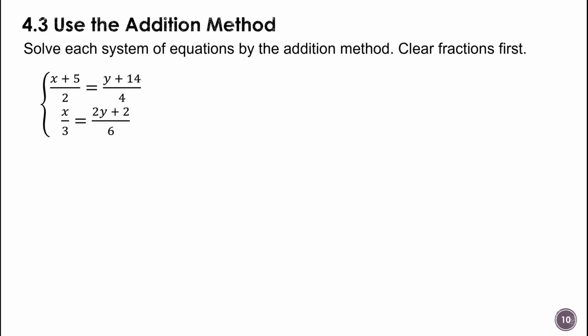I do have to clear the fractions on these two equations. So for the first equation, I'm going to multiply by 4 on both sides. Okay, so here's what happens. 2 goes into 4 2 times. So I'm going to have 2 times x plus 5 equals y plus 14. All right, so now we always want to get these rewritten in standard form.